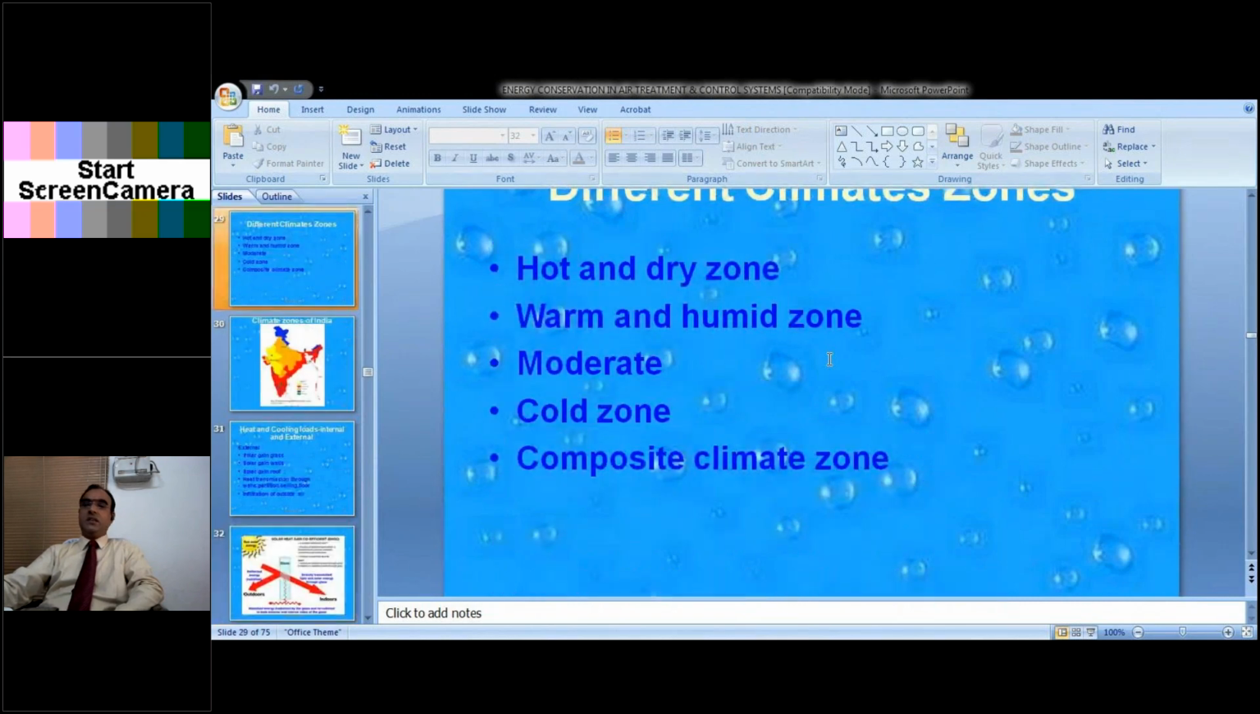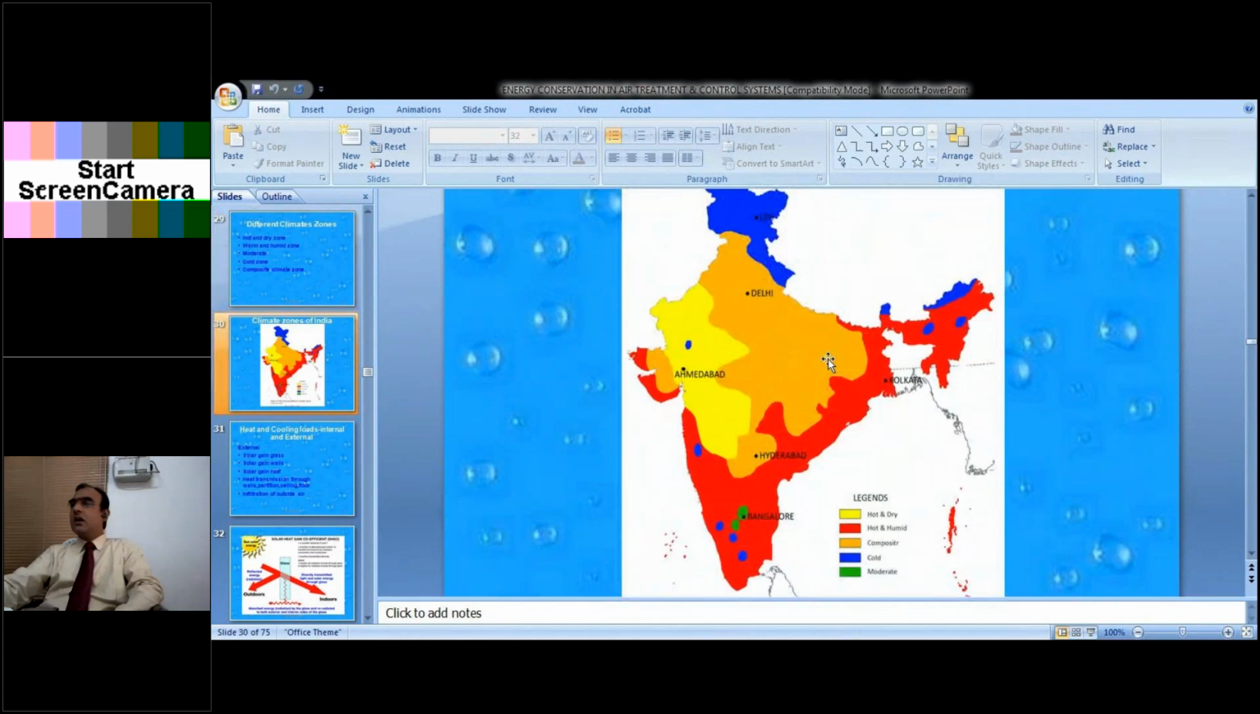So why is that required? You can see there are different climatic zones in India: hot and dry zone, warm and humid zone, and composite zone. Very cold zones are there, you can see in the north side. Then moderate, you can see in Bangalore and some parts of Tamil Nadu. So these are the zones where the outside climatic condition will change. Based on this only, the requirement of air conditioning will be there.